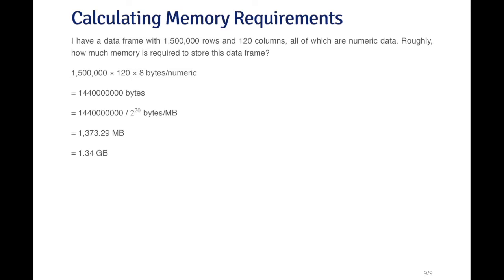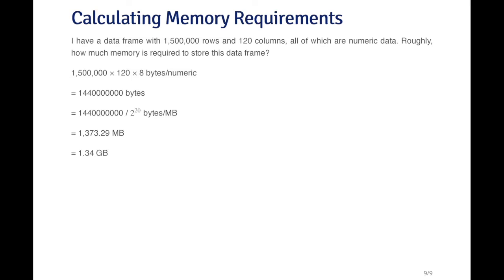I can do a simple calculation. The number of elements in this data frame is going to be 1.5 million times 120, because it's a square object, and that's the number of elements. Now, if all the data are numeric, then each number requires 8 bytes of memory to store, because the numbers are stored using 64-bit numbers, and there are 8 bits per byte, so that's 8 bytes per numeric object. So here's the number of bytes.